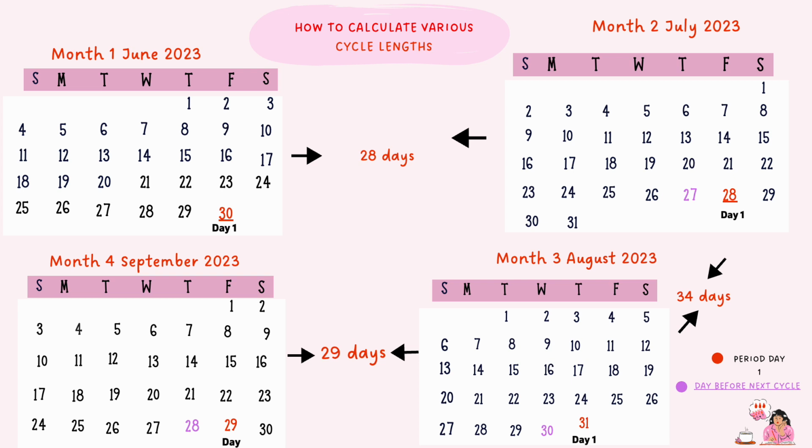Of course, if your cycle falls less than 21 days or more than 35 days, then that would be considered to be abnormal.